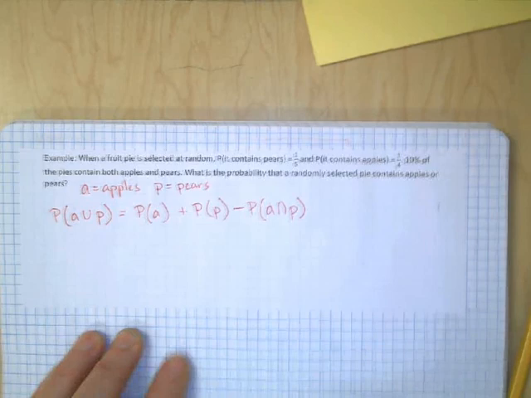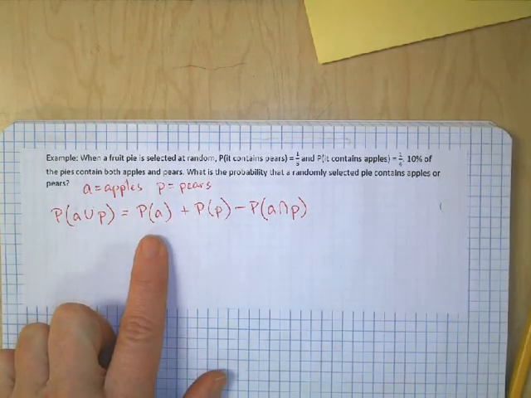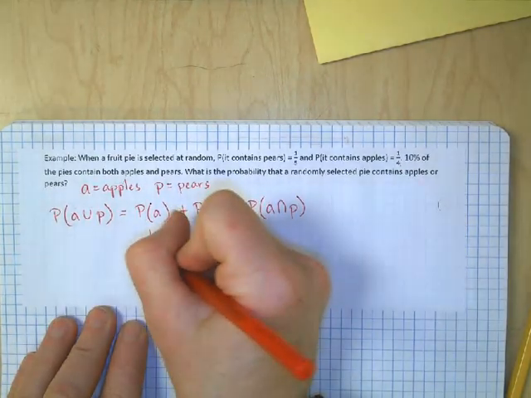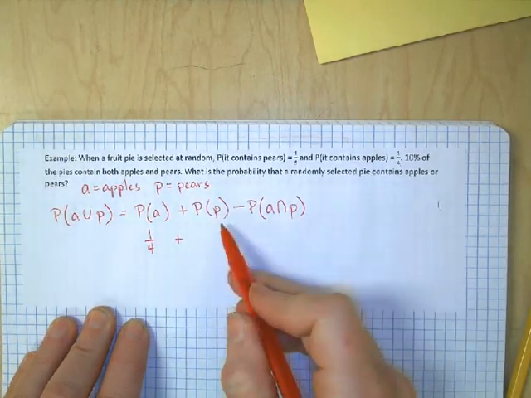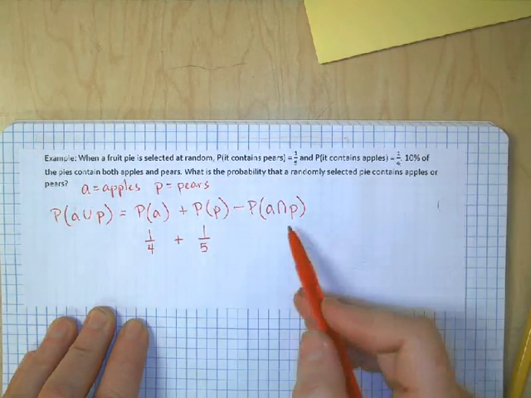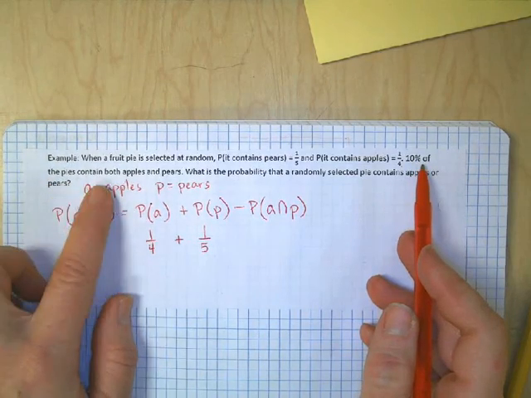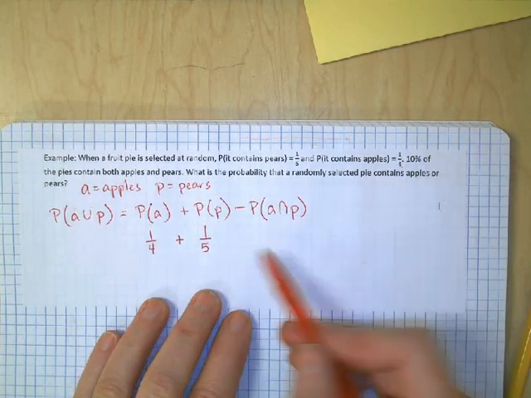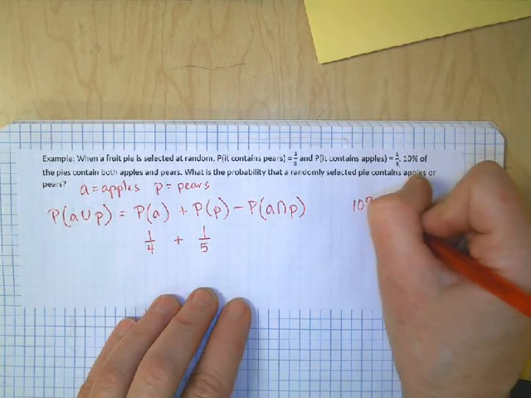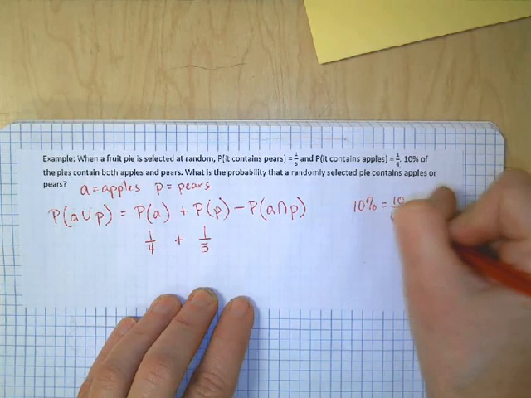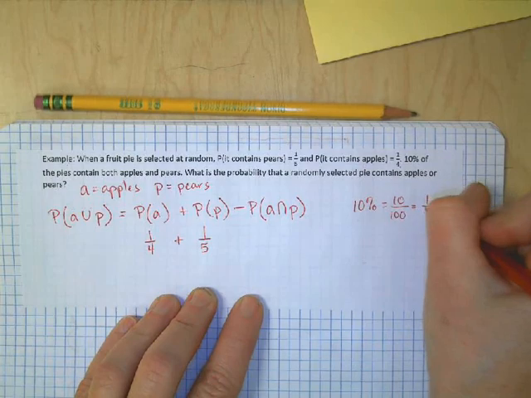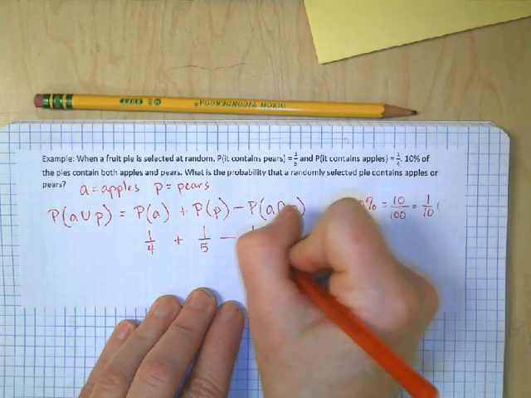So let's go ahead and fill in what we got. Do we know the probability of apples? The probability it contains apples is 1/4. The probability that it contains pears is 1/5. And for the overlap, it says 10% of the pies contain both apples and pears. So I need to minus 10%. I want to write it as a fraction. So 10% is the same as 10 over 100. That's what a percent means, out of 100. And that reduces to 1/10. So I'm going to put in minus 1/10.